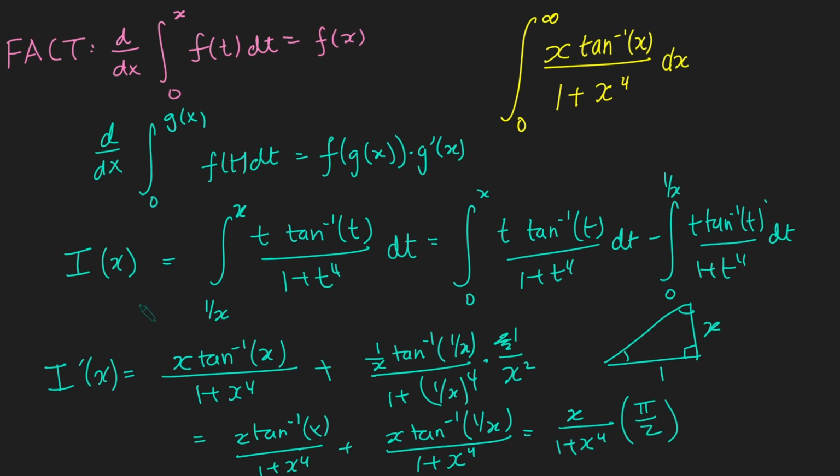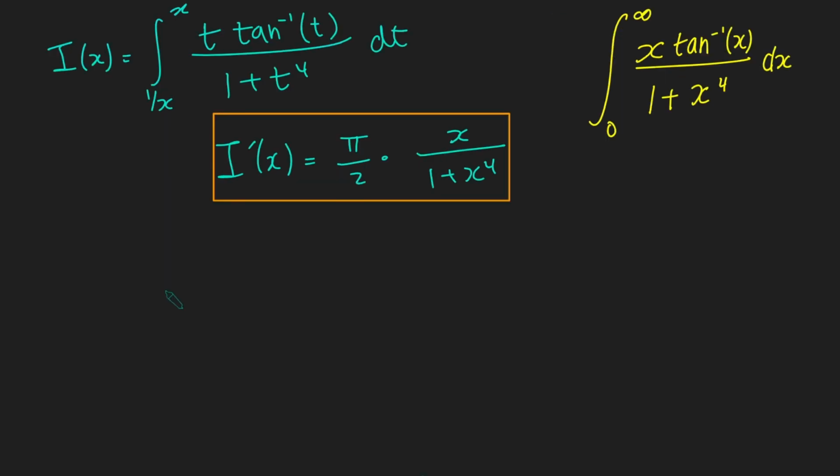So we had this function I of x, and now remember we're trying to work out what I of infinity is. And what we've done is we've worked out that its derivative, I prime of x, is equal to x over 1 plus x to the 4 times some constant. Now, let's take this onto the next page and we'll continue. Okay, so we have that I prime of x is this thing here, and what we're going to do is just integrate this to give us an alternative expression for this integral here.